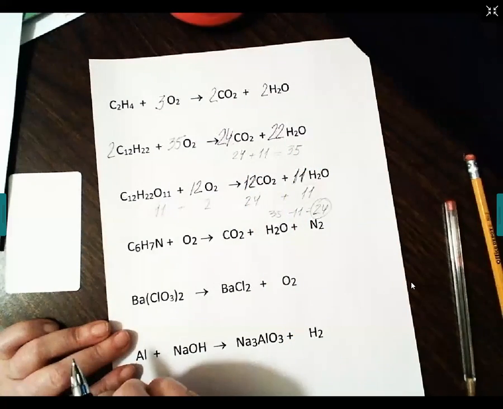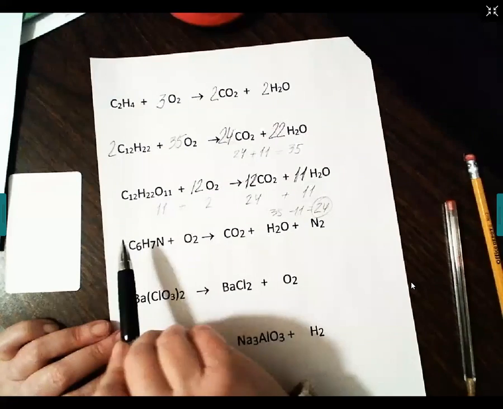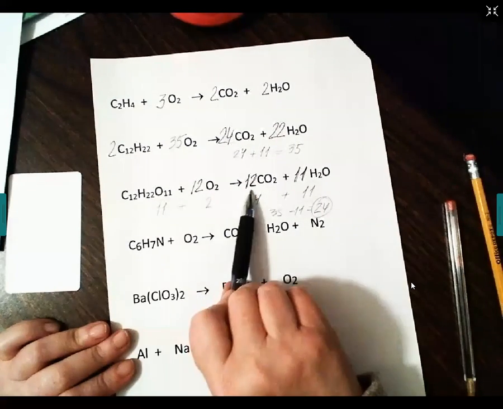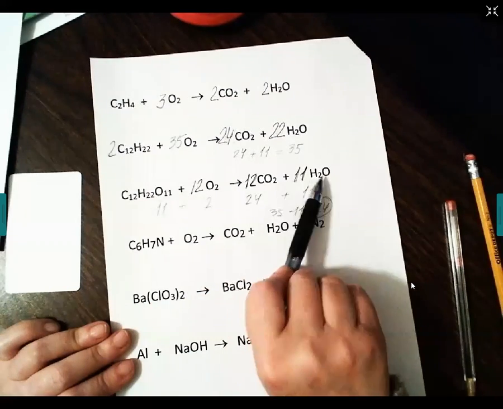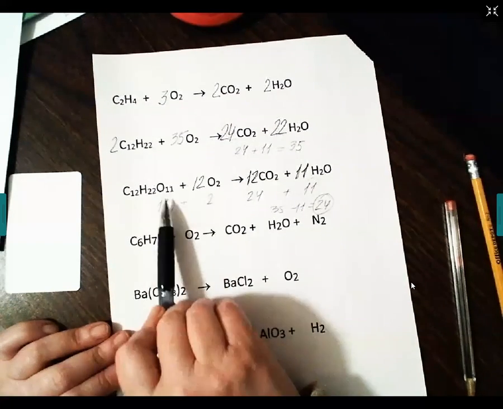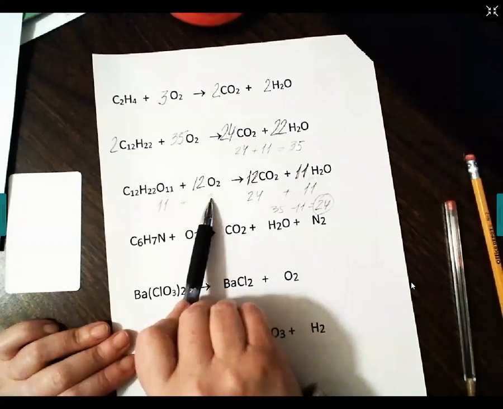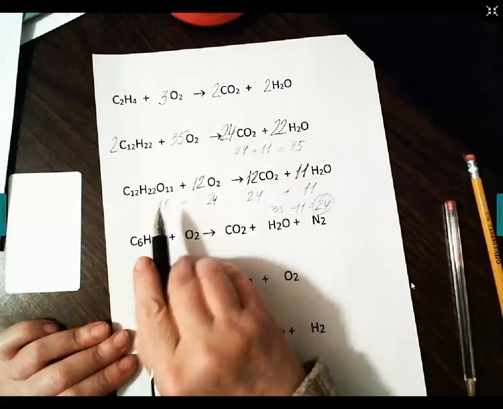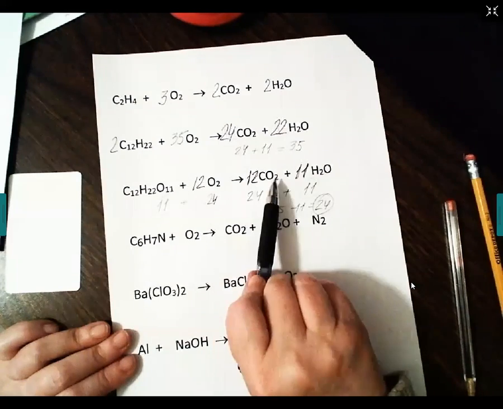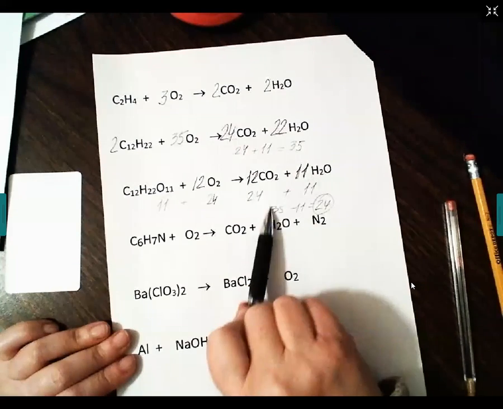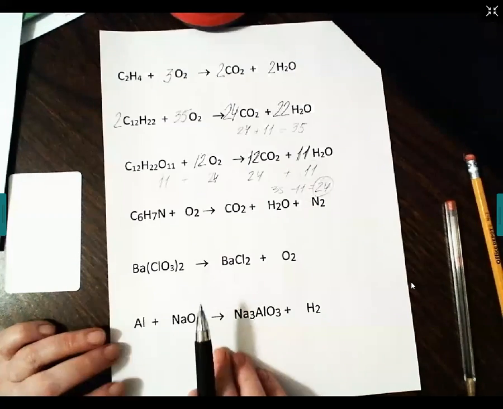Now it's all balanced. Let's check. 12 carbons, 12 carbons. 22 hydrogen atoms, 22 hydrogen atoms, and 11 plus 24, 35 on the left side, and 12 times 2, 24 plus 11, 35 on the right side, also balanced.